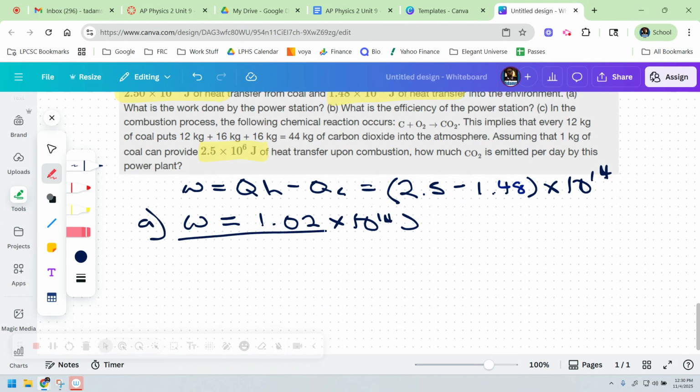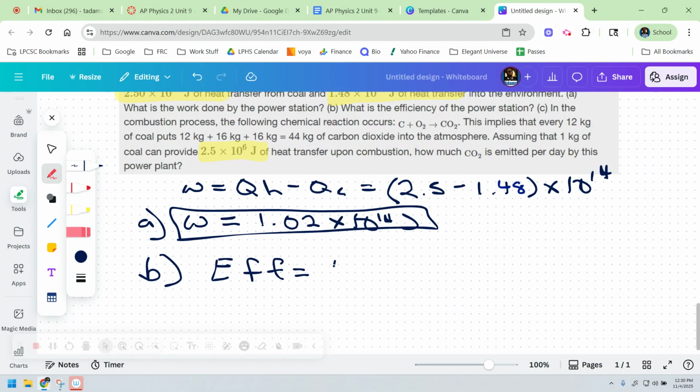For part B, what did part B say? We have to find the efficiency of the power station. Well, remember that the efficiency is pretty easy. It's just the work done divided by the hot heat, the higher heat energy. So I would say 1.0.